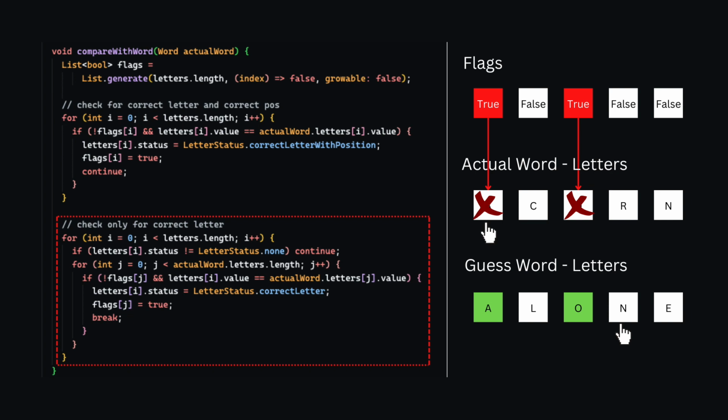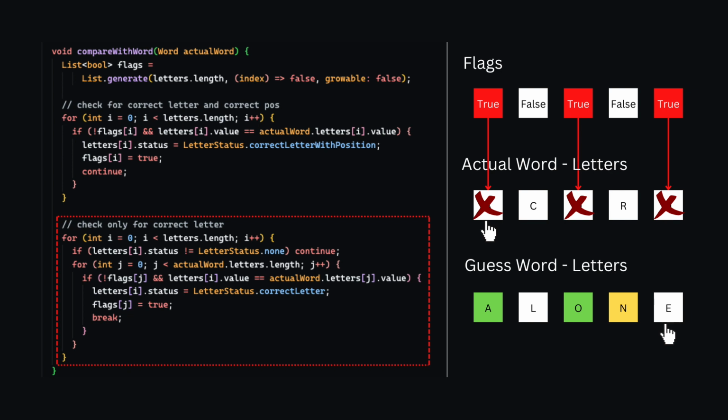For letter N, we'll again iterate through the actual word. A, the flag is true, so we go to the next letter. C, N doesn't match with C. Next letter. O, the flag is true, so we move on to the next. N doesn't match with R, so we move on to the next. But now this N matches with the N. So we will update the status of the N in the guess word to letter status.correct letter and then mark the flag associated with the N from the actual word to be true.